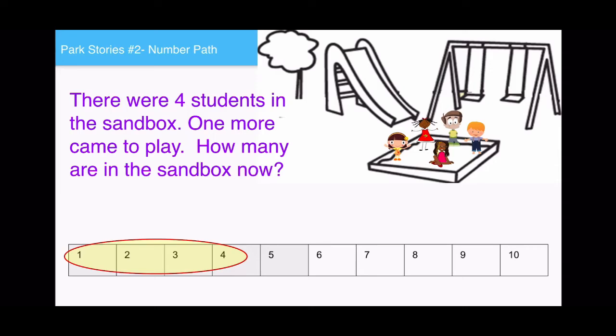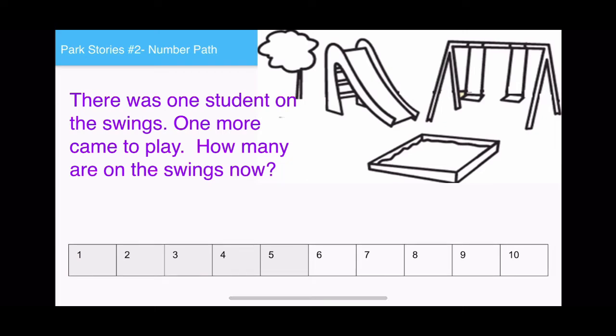Good job. You should have told them 5. Now that I circled the number 5, I want you to count all your counters you have down and you should have 5 as well. So there were 5 students in the sandbox. Nice work.